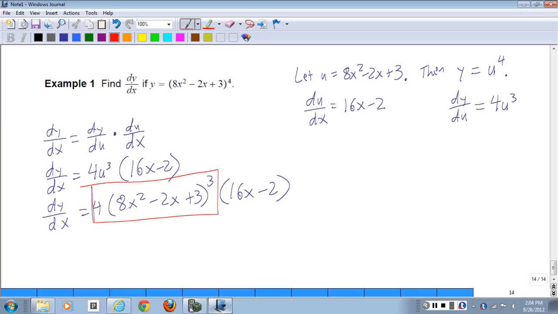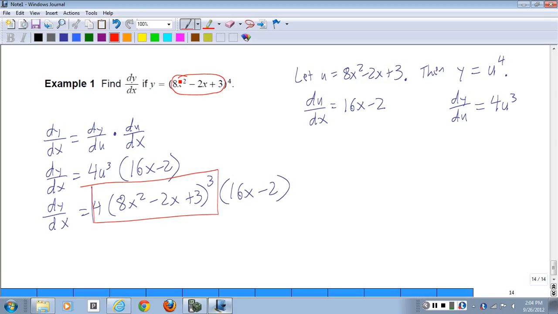We'd be off by a bit. There's the 16x minus 2 that we'd have to contend with. But where does the 16x minus 2 come from? How could you look at this expression right here and come up with 16x minus 2? It's the derivative of that.